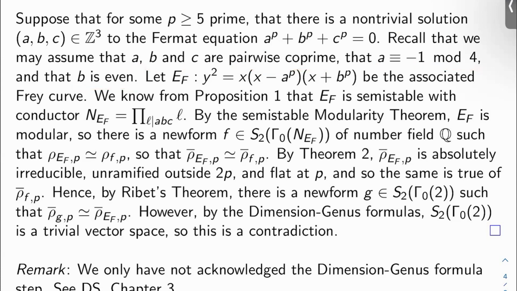Okay, because of this, we can attach to this solution E sub f, the associated Frey curve, given by y squared equals x times (x minus a to the p) times (x plus b to the p). Okay, from proposition 1 in a previous video, we know that E sub f is a semi-stable elliptic curve with conductor, which we'll call N sub E sub f, given by the product over all primes l dividing abc of the primes l. By the semi-stable modularity theorem, E sub f is a modular elliptic curve.